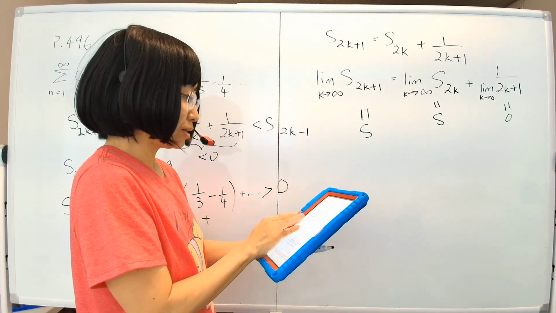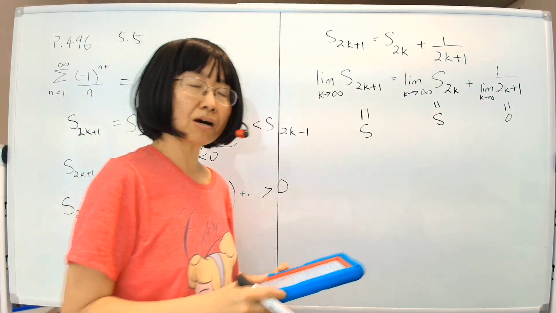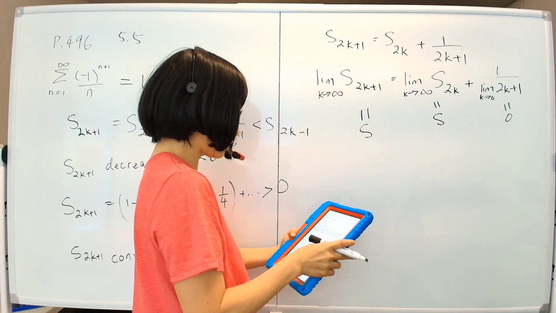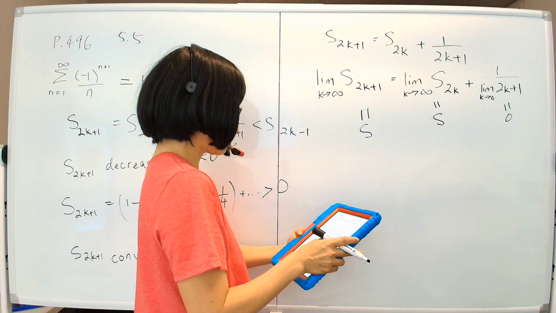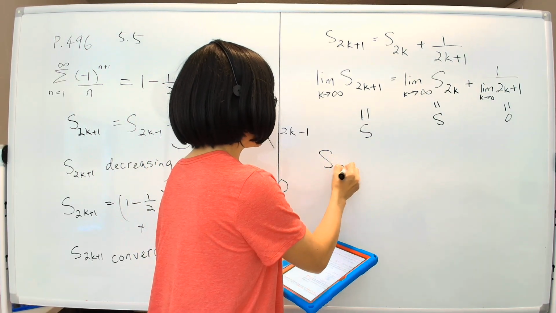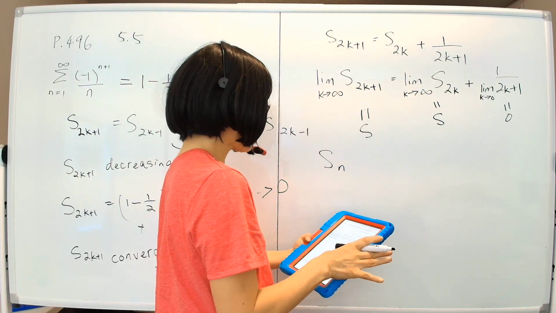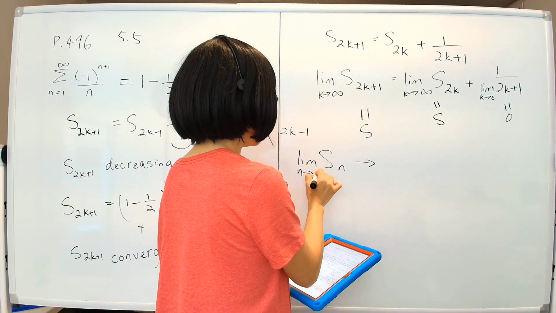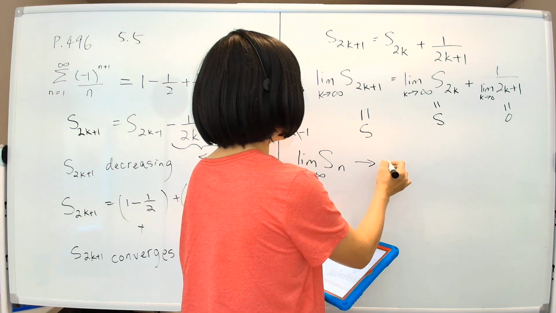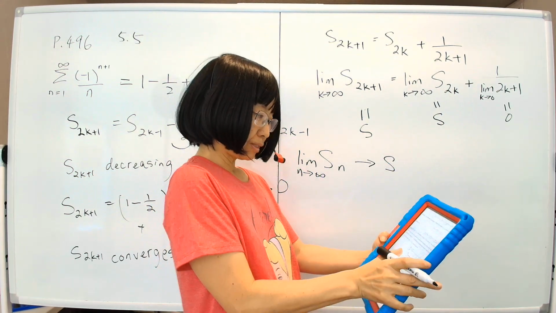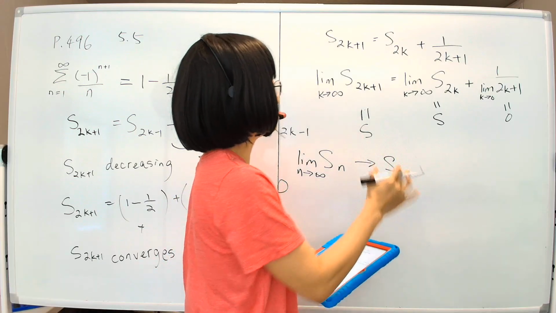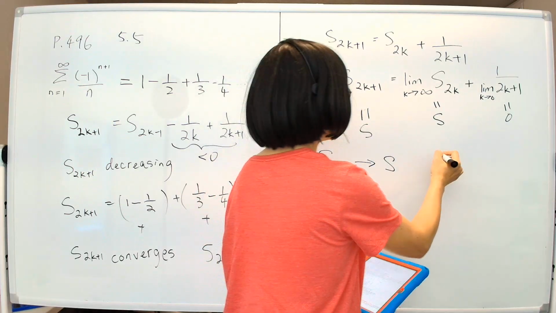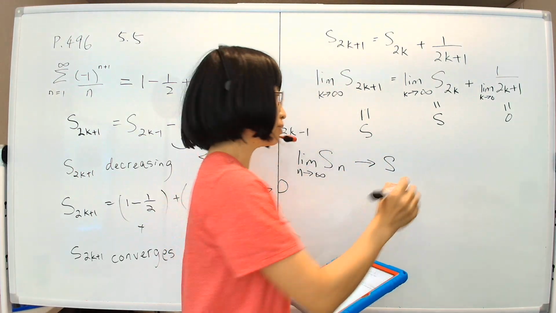Now at this point, by the definition of limits, the entire sequence, the regular sequence, also converges as n goes to infinity. The regular sequence also goes to S. The book hasn't explained why that is. What you can do is go by the epsilon definition.